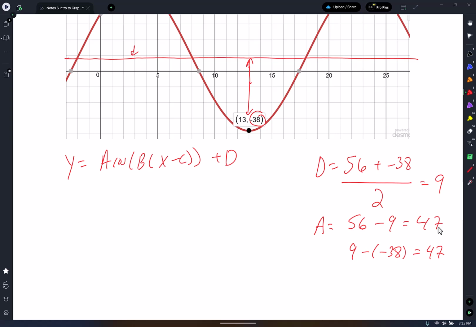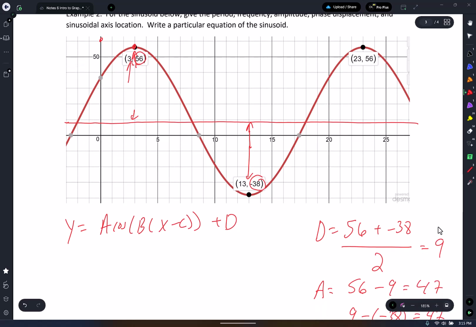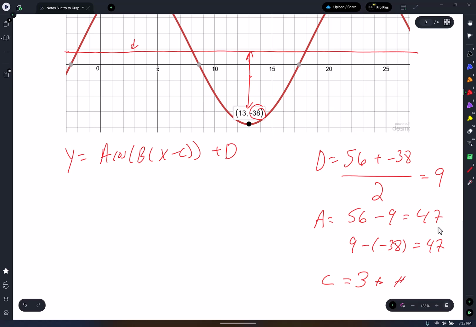All right. Next, the C. Well, I should have been right on the y-axis, but it's not. How many am I away from the y-axis? What's that number? 3. So the C is 3, 3 to the right. And then last, the B.